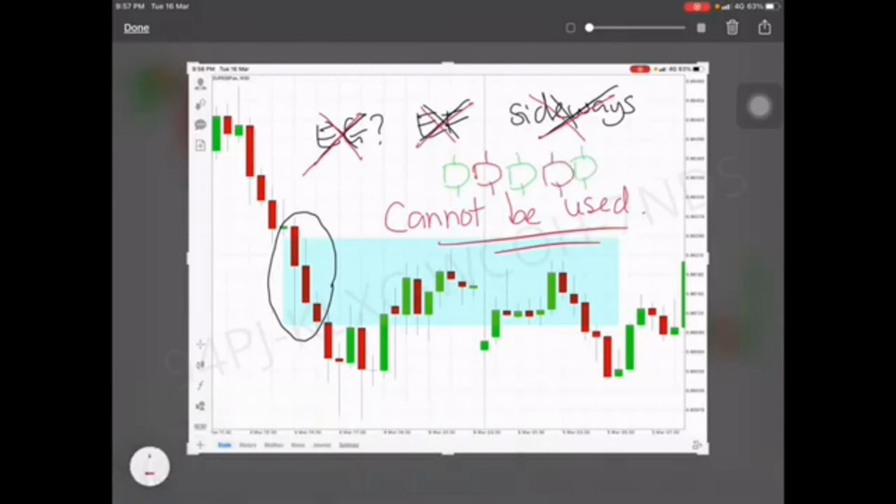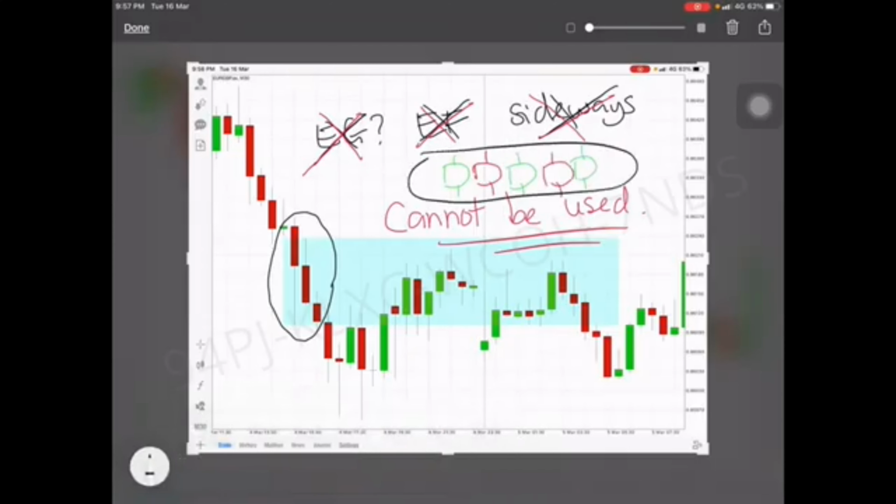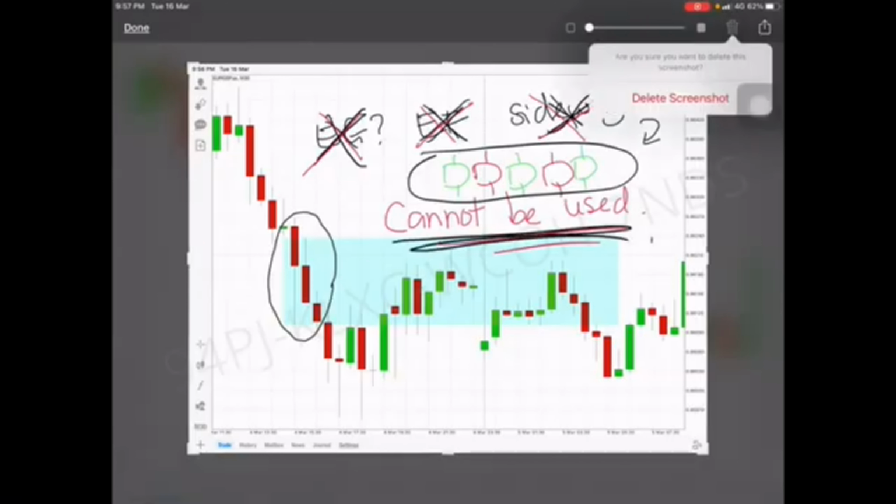Okay, so this is sideways. Okay, so there is no trend, so you cannot use this zone. Don't enter at this zone because it cannot be used. Okay, you understand? Yes. Is it clear? Yes. I have a question.